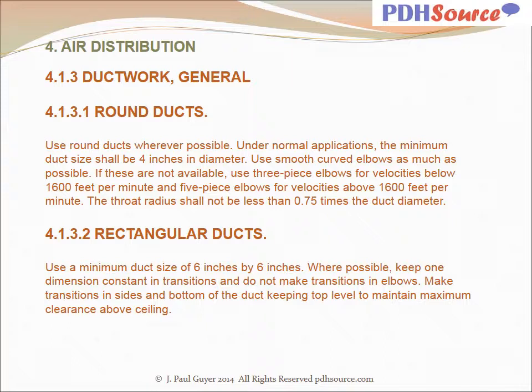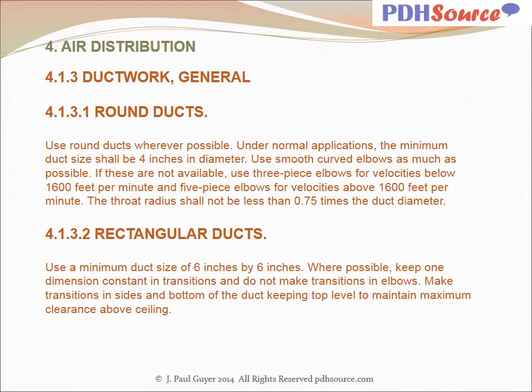With regard to ductwork in general, round ducts should be used wherever possible. Under normal applications, the minimum duct size should be 4 inches in diameter. Use smooth curved elbows as much as possible. If these are not available, use 3-piece elbows for velocities below 1,600 feet per minute and 5-piece elbows for velocities above 1,600 feet per minute. The throat radius shall not be less than 0.75 times the duct diameter.